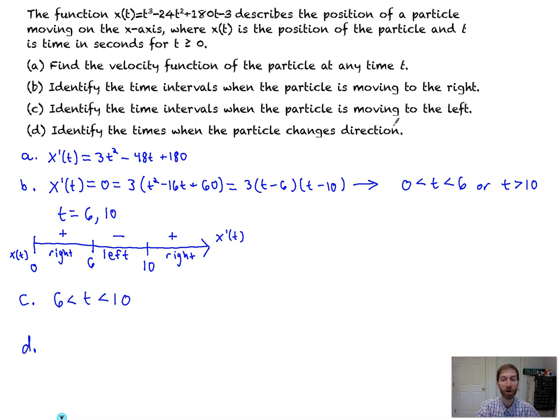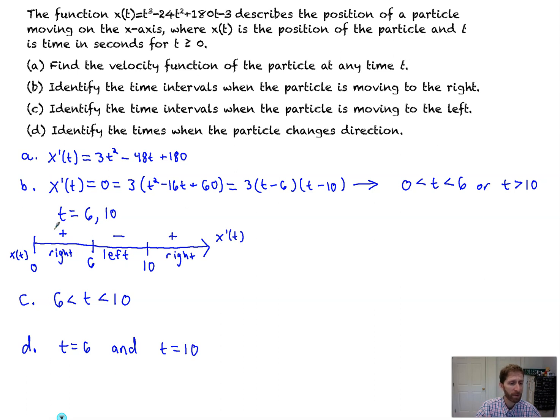All right, letter D, last part. Identify the times when the particle changes direction. Well, we already have that. The particle, here's my justification, I'm going to say it out loud. The particle will change directions when x prime of t changes signs from positive to negative or negative to positive. Well, this occurs at t equals 6 and t equals 10. That's it.